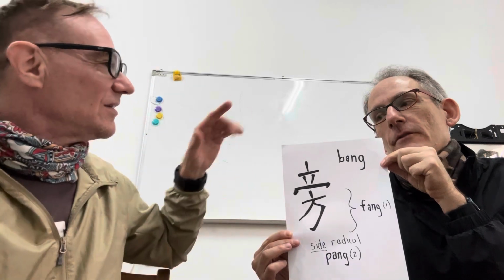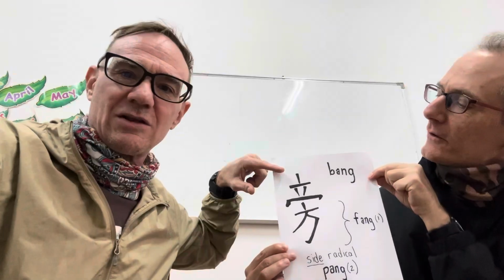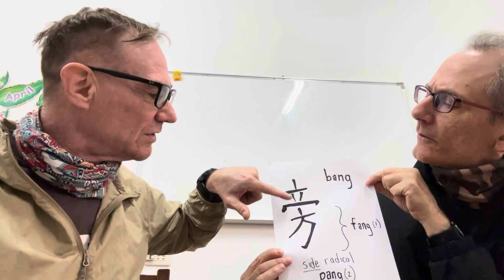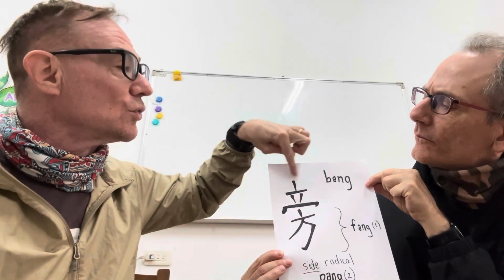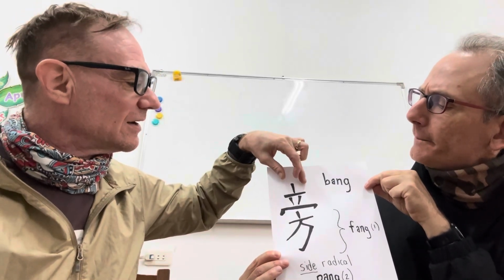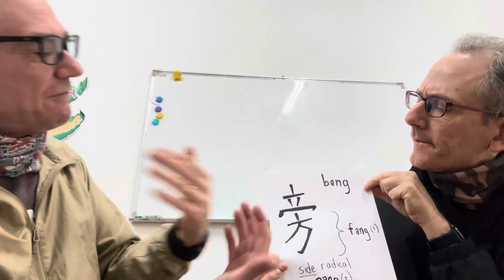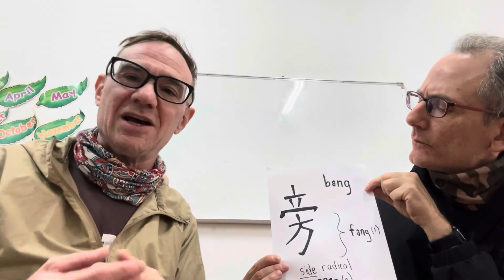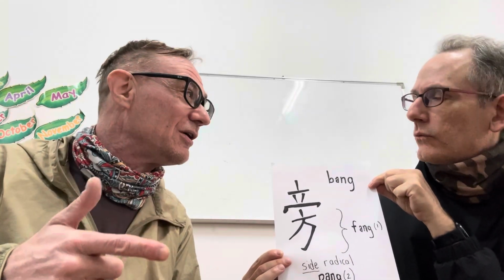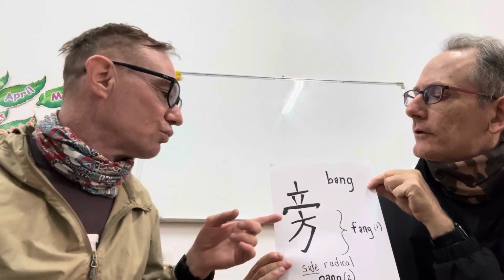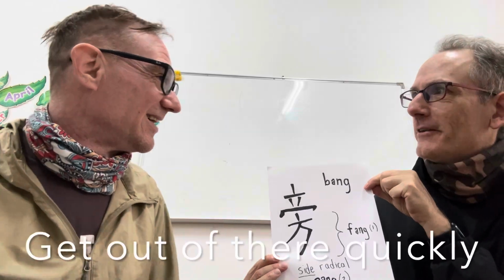So let's see if this makes sense to you, Jesse. Does that look like a palace, maybe a house, or even a church or a school? Yeah, a building. And then this is like a guy running away from the building. As in, if bang, you hear a gunshot, right? He's running away from this building. Get out of there quickly.